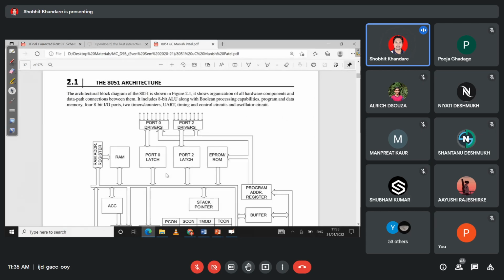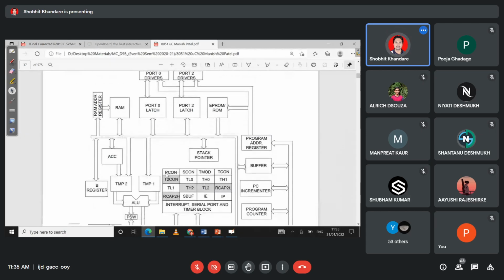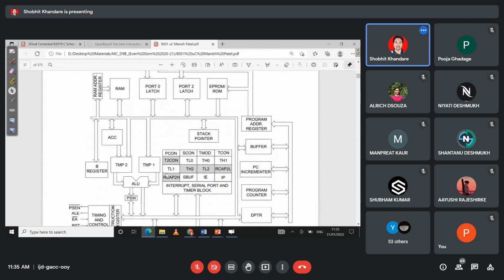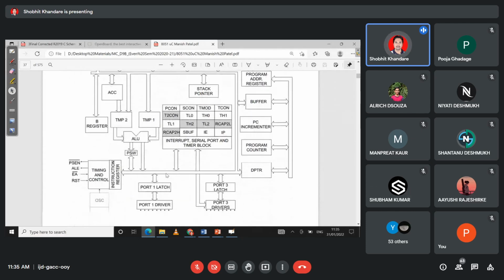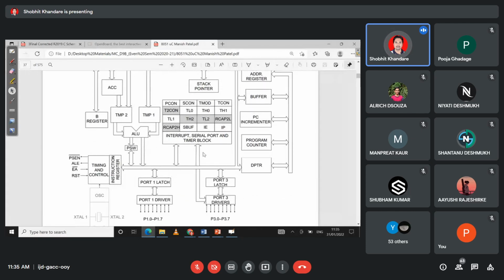Yes, see, this is the architectural block diagram. This is in detail. But you will not understand all of this unless I take the pin diagram and explain some of the important concepts, then I will come back to this block diagram. If you compare this architectural block diagram with the simplified block diagram which I explained, they are one and the same, but this is in detail.